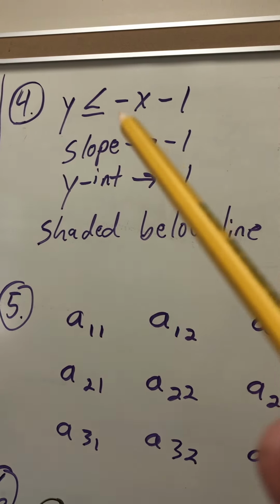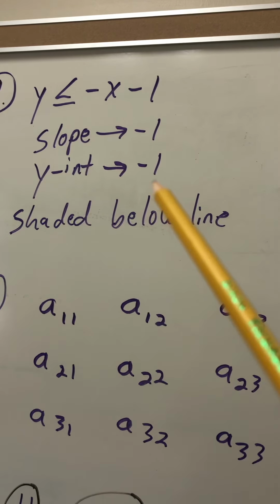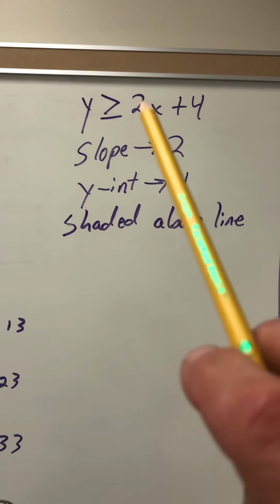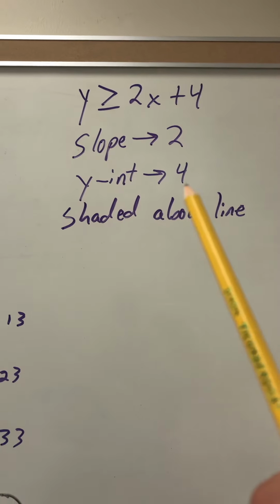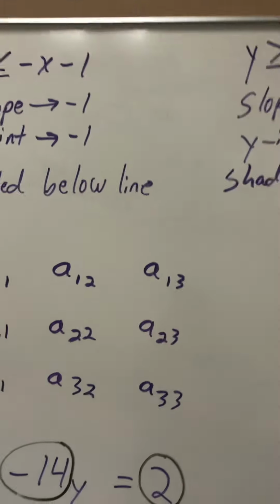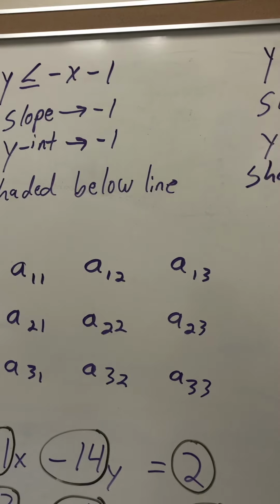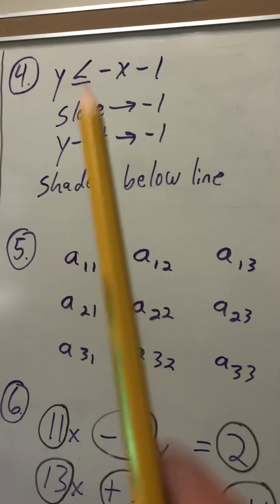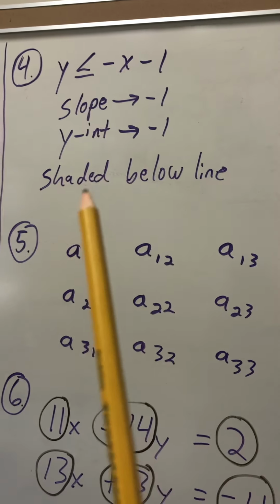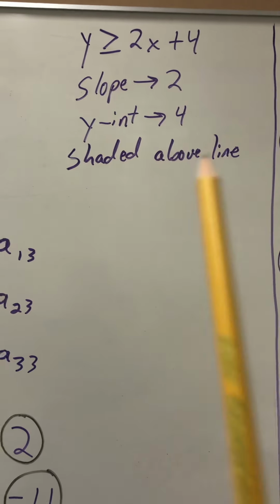So for number four, just know that this line is going to have a slope of negative 1 and a y-intercept of negative 1. And this one is going to have a slope of 2 and a y-intercept of 4. The key to this is noticing where they're shaded, because all four answers that are given to you have the correct y-intercepts and the correct slopes and all that. It's the shading that's different. So this one, the shading has to be below this line, and this one, the shading has to be above that line. So that's going to be your key to number four.